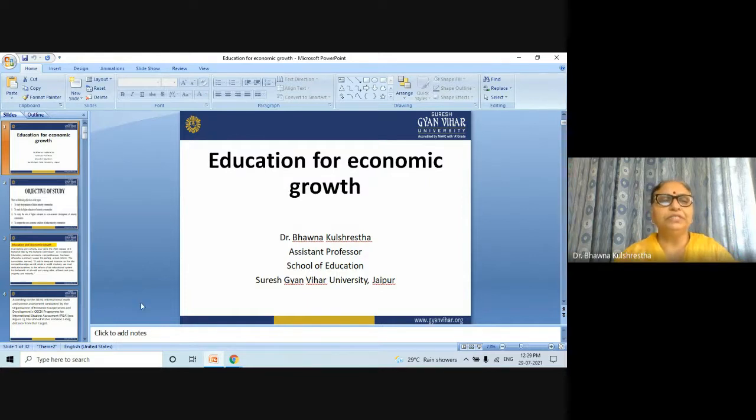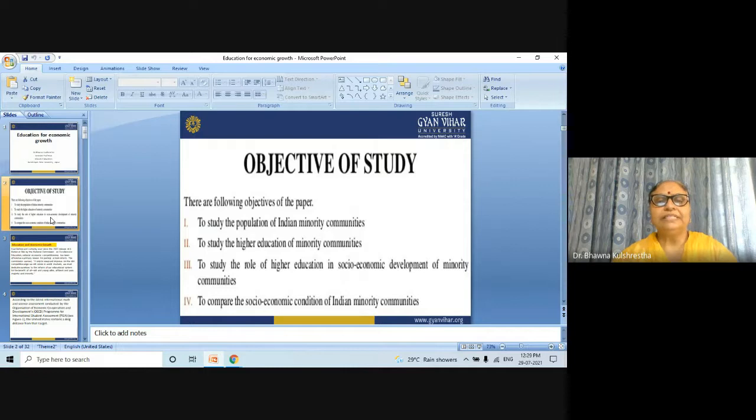This topic's objectives are to study the population of Indian minority communities, and the next is to study the higher education of minority communities, and to study the role of higher education in socio-economic development of minority communities, and to compare the socio-economic condition of Indian minority communities.